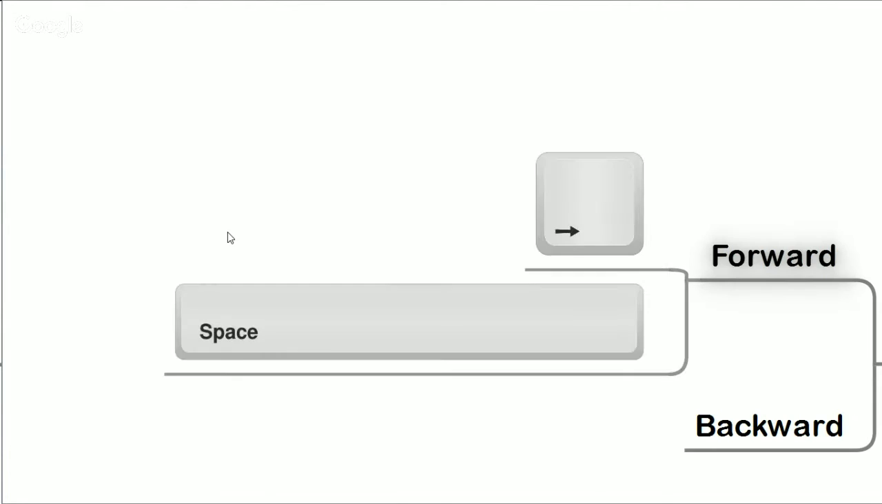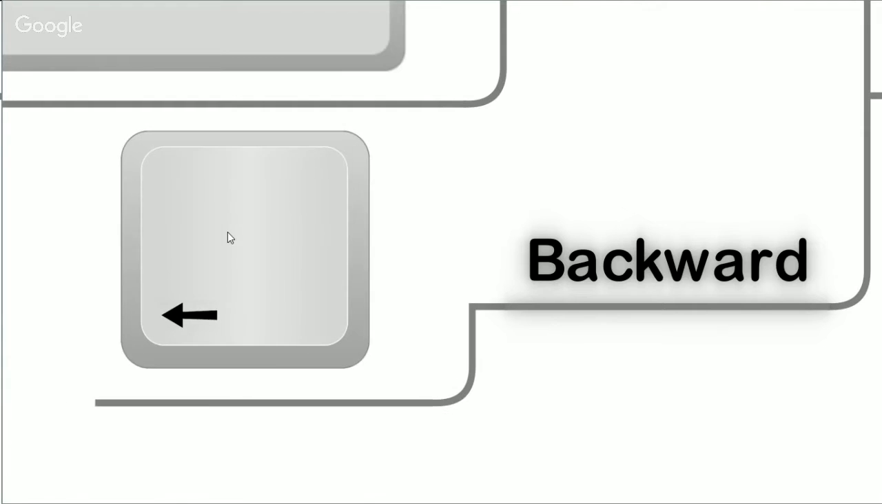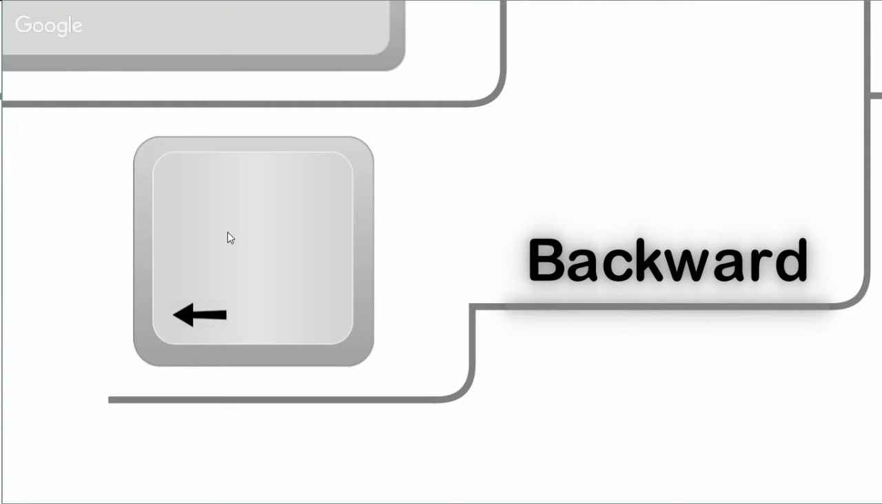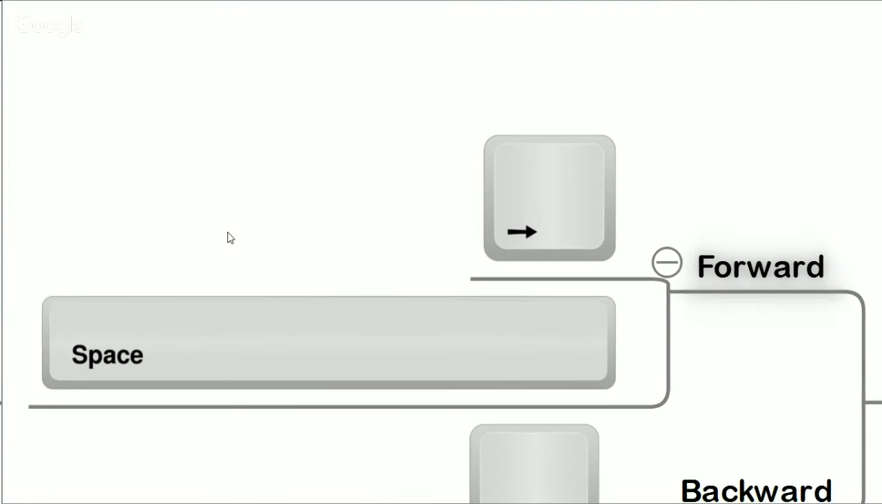I already said that in order to go forward with the presentation scenario, we use either the right arrow key or the space bar. And if we want to go backwards in the presentation, I'll use the left arrow key. So this is how I go backwards.